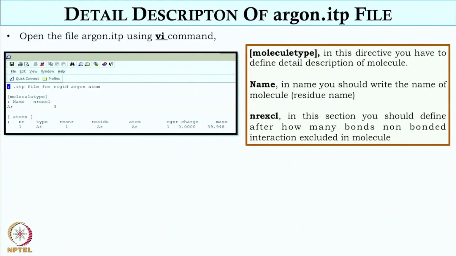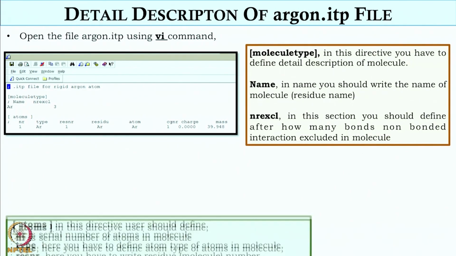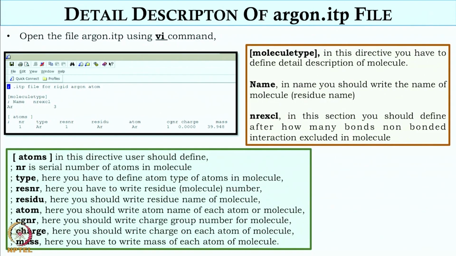And what is that last line after the atoms? After the atoms, in this perspective, we have to define Nr. Nr is the serial number of atom in the molecule. Since there is only one argon atom, argon is a monoatomic molecule, so serial number is 1. But if we have water, there will be 3 sites, so we'll have 3 serial numbers, 1, 2 and 3. Then in type, we have to define the type of atom in the molecule.